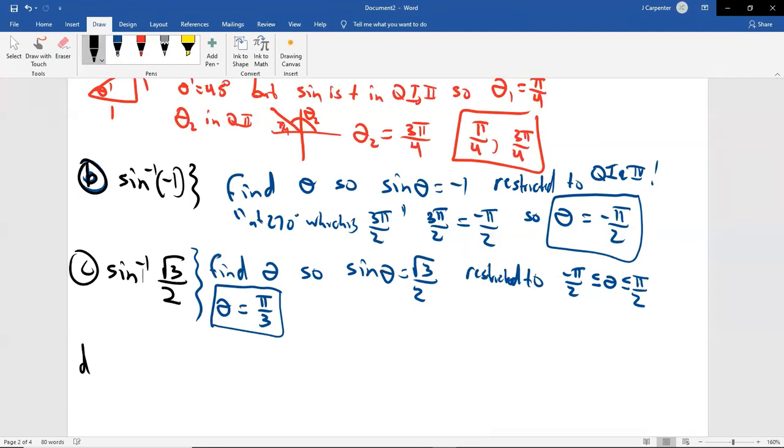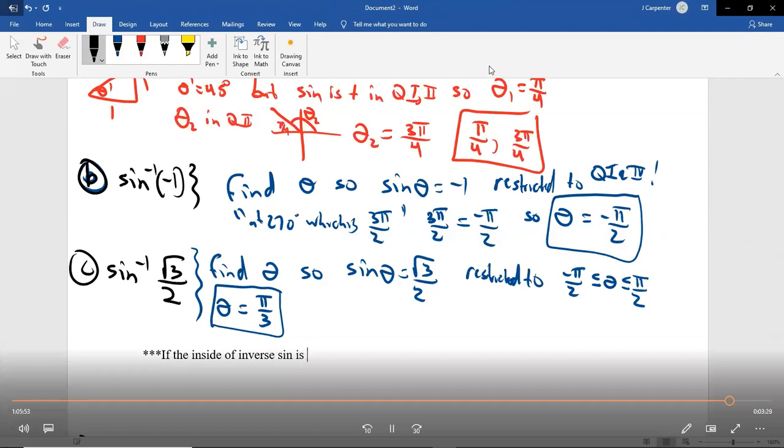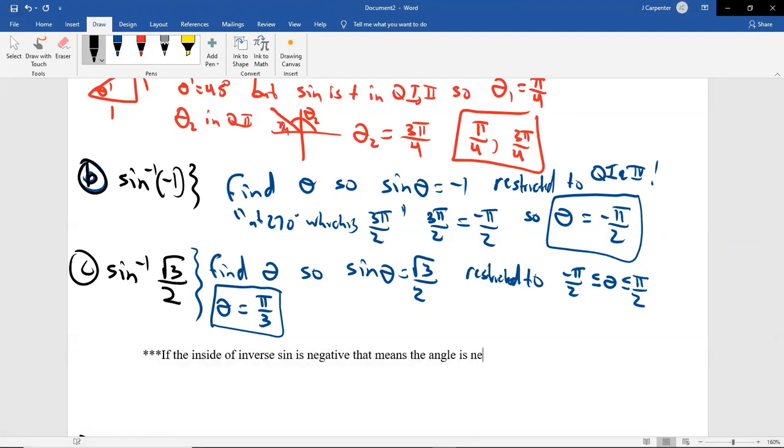Do we have time for one more? Yes, we do. And before I do D, I wanted to make that memo. I just said that, but I want to type it out too. So special note, if the inside of inverse sine is negative, that just means the angle is negative. It's just the reference angle, but negative, because that's how going from quadrant 1 to quadrant 4 works. You're just spinning in the opposite direction.